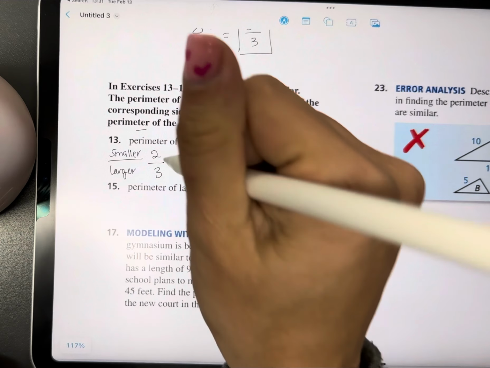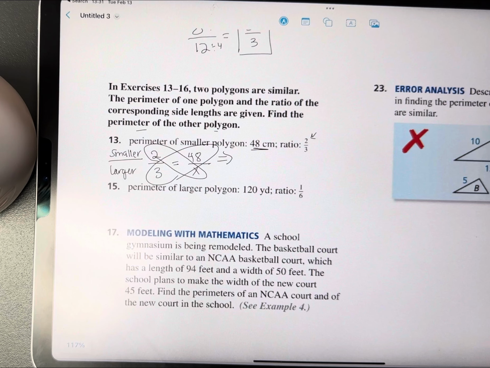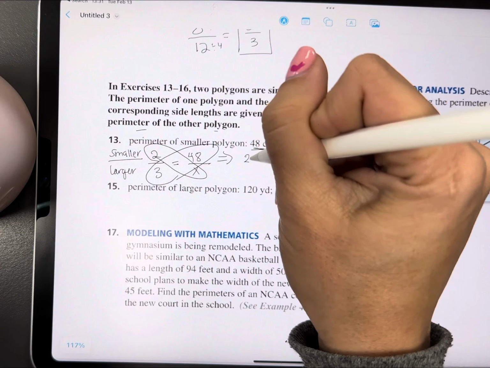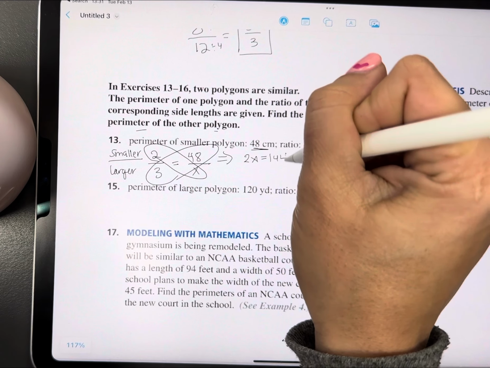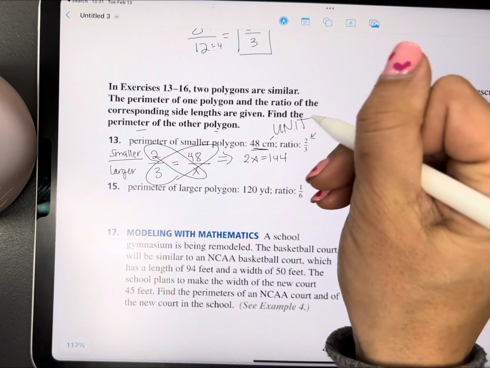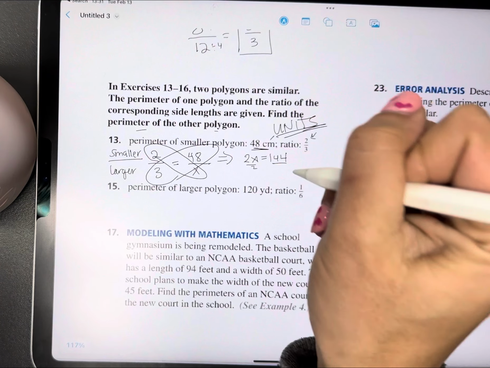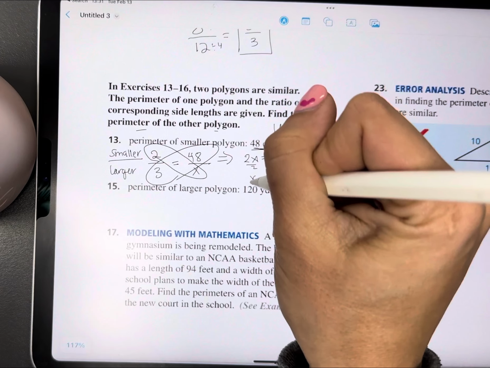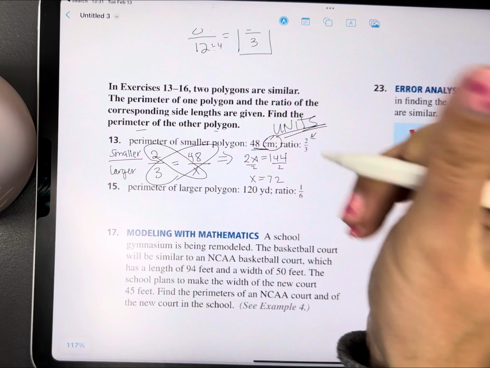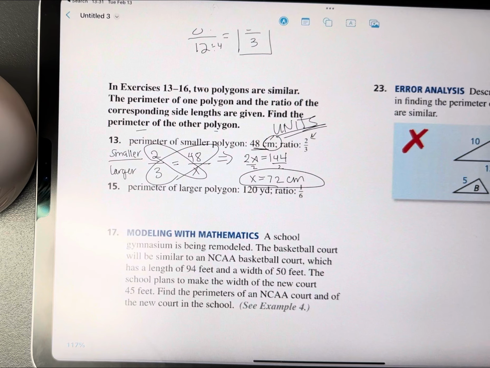And I get that 48 times 3 is 144, and 2x equals 144. And then whenever I see units, I'm like, units! Don't forget them. Okay, divide both sides by 2. And x equals 72 units. Centimeters. Perimeter is just centimeters.